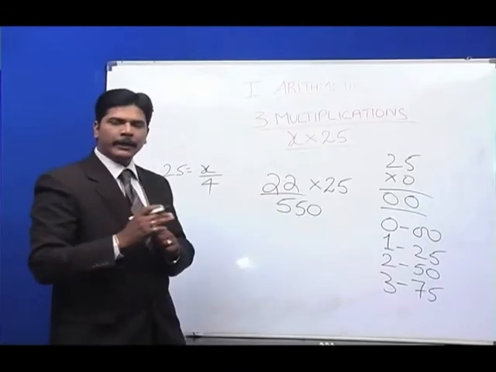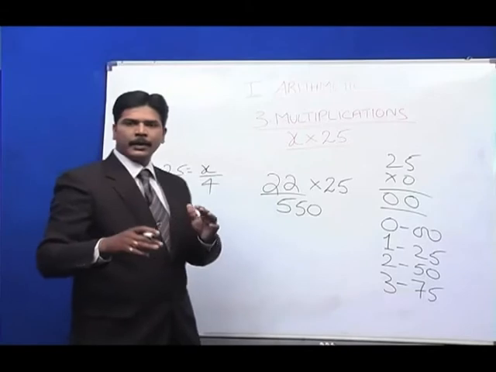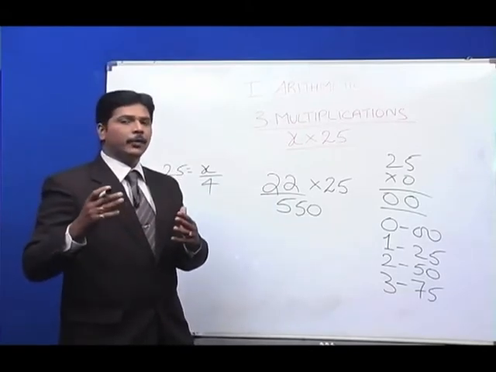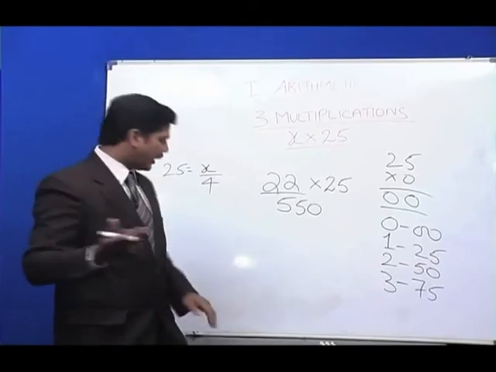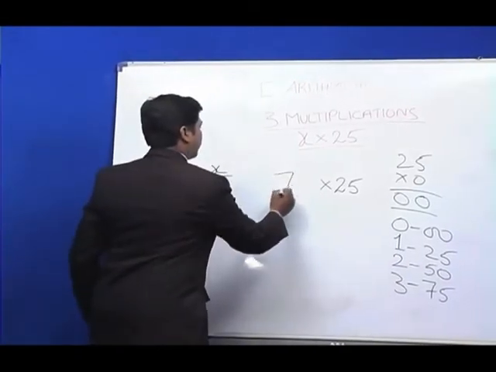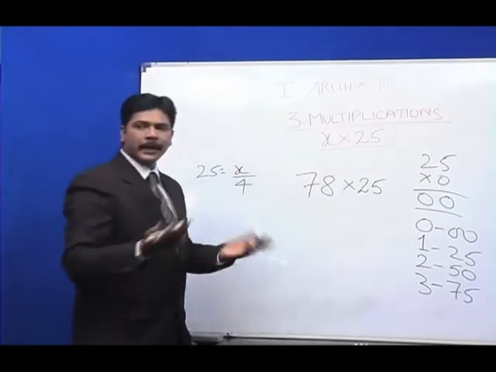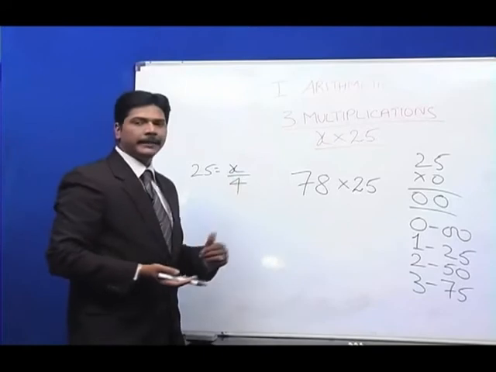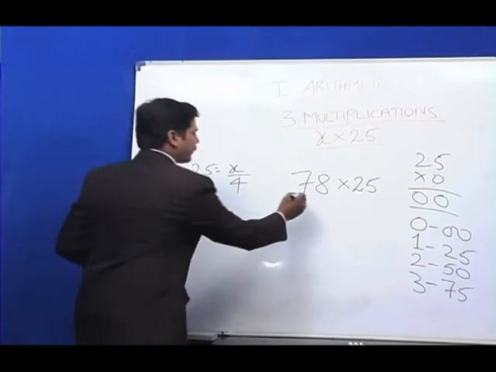Now, we know the table of 4 only till about 4 tens are 40, 4 11s are 44, maximum 4 12s are 48. Beyond that we don't know. Suppose you got a number something like this. How much is 78 times 25? And we don't know how many times 4 will go in 78. In that case, follow this.